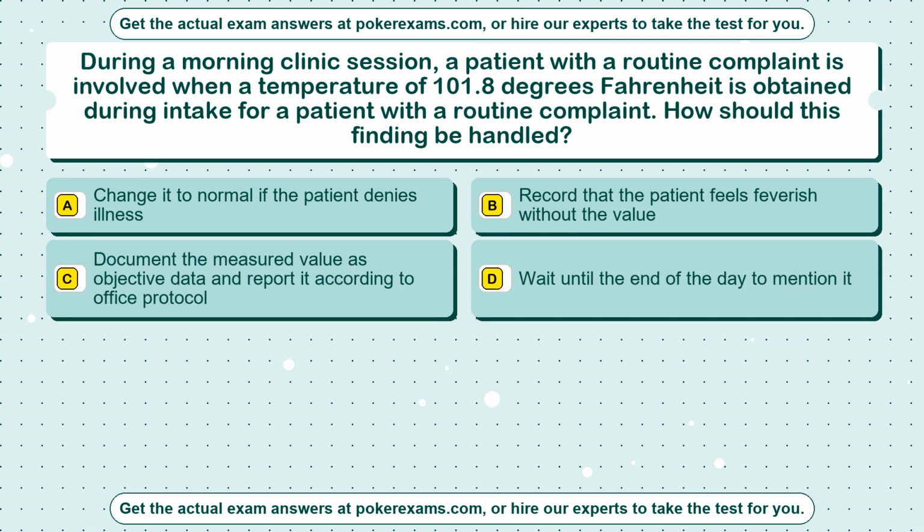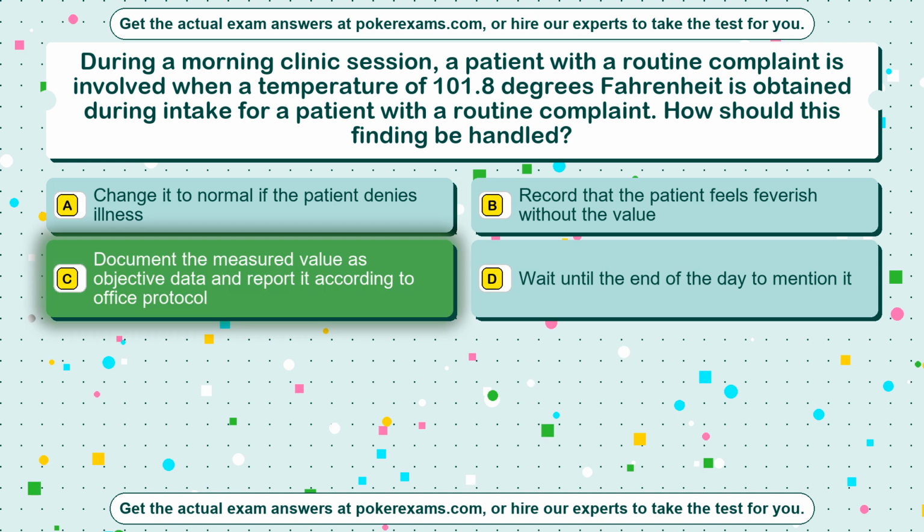Question 15. During a morning clinic session, a patient with a routine complaint is involved when a temperature of 101.8 degrees Fahrenheit is obtained during intake for a patient with a routine complaint. How should this finding be handled? Option A. Change it to normal if the patient denies illness. Option B. Record that the patient feels feverish without the value. Option C. Document the measured value as objective data and report it according to office protocol. Option D. Wait until the end of the day to mention it.